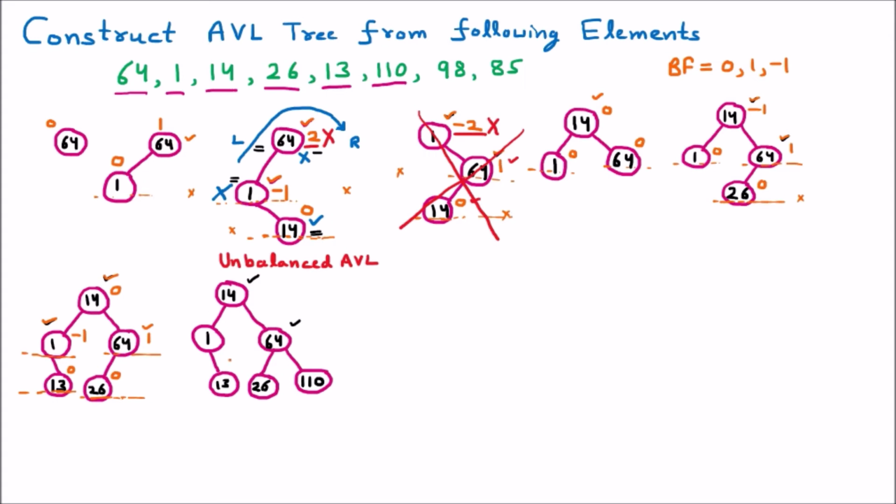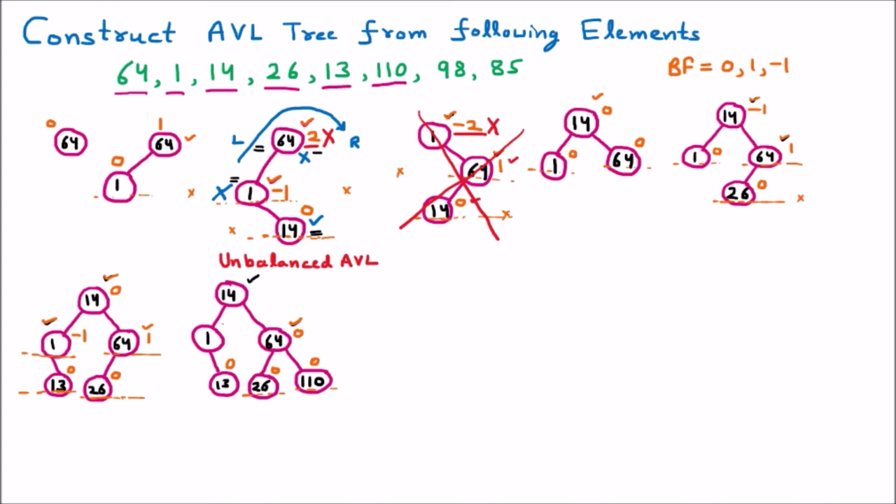All the leaves are at 0. So these are the 0 level. Now we have to calculate the balancing factor of 64. On the left one, on the right one. So height of left is 1, height of right is 1. 1 minus 1 is 0. So the balancing factor of 64 is 0.